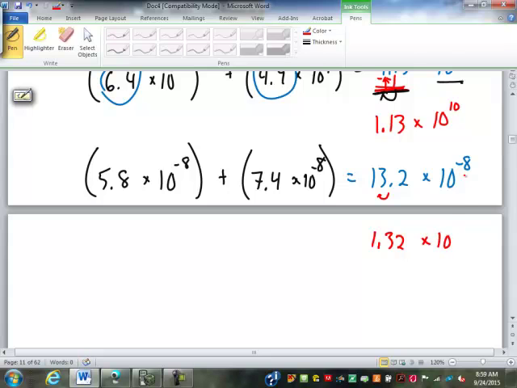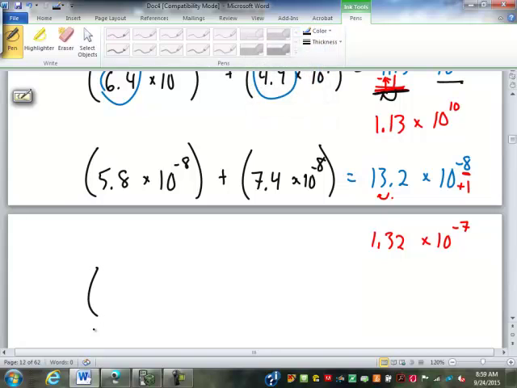Does this power have to get bigger or smaller? Bigger. Yeah, this got smaller, so this has to get bigger. So negative 8 plus 1 is negative 7. Be very careful with those negative powers. A lot of people will be tempted to make that negative 9. But it's not. That's not bigger than negative 8. That's smaller. When you have a negative, when you make it bigger, negative 8 goes up to negative 7.